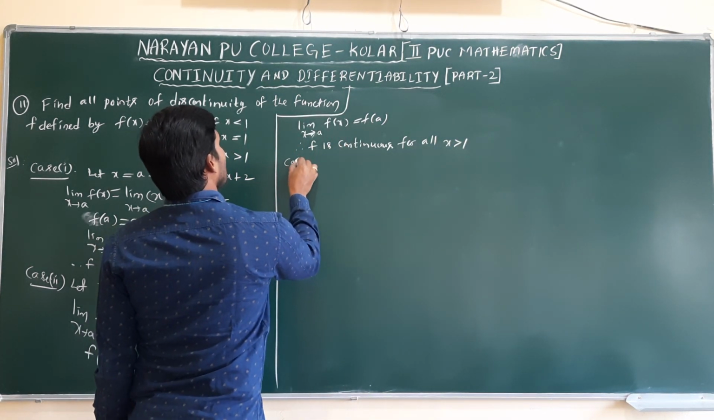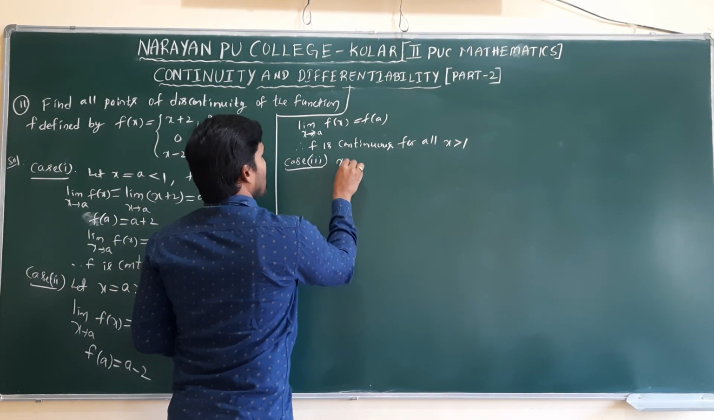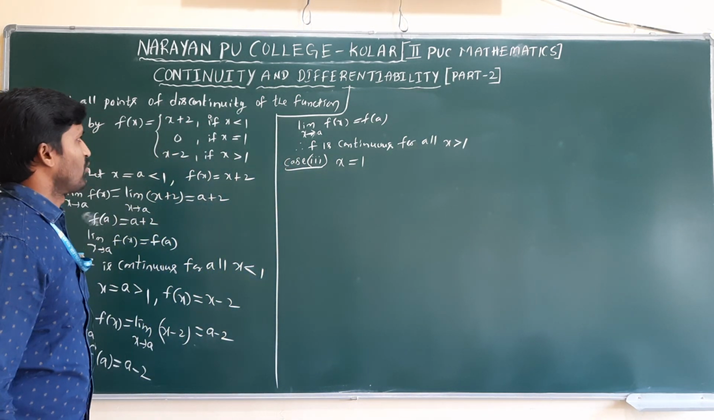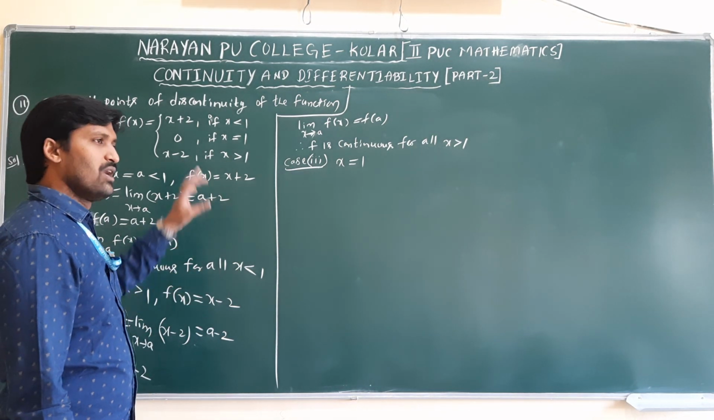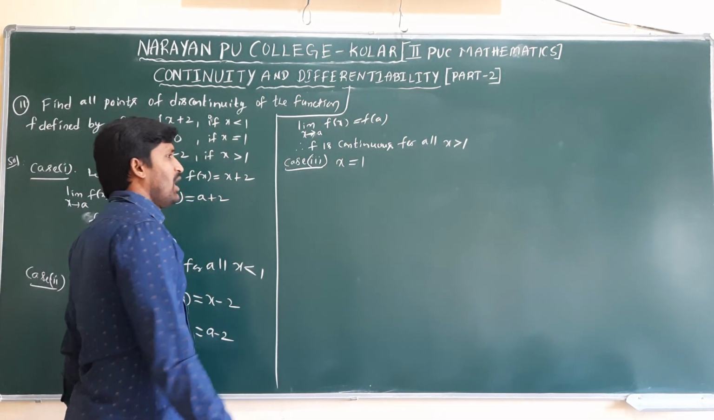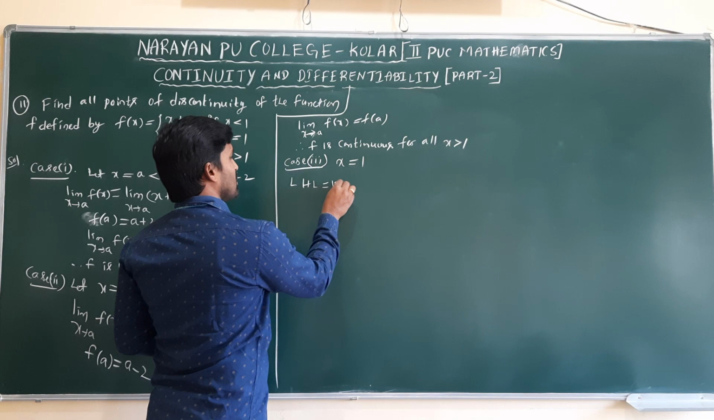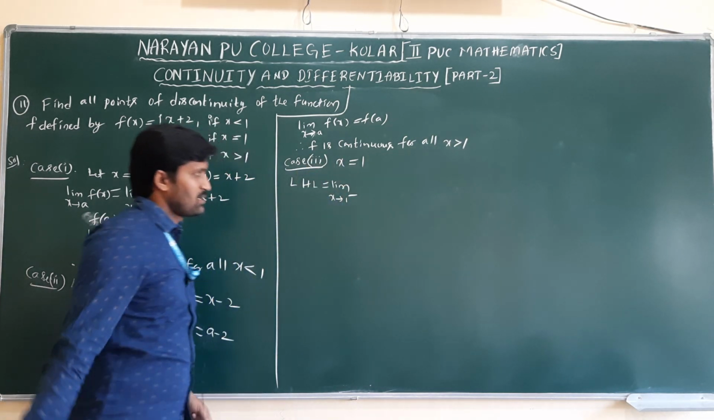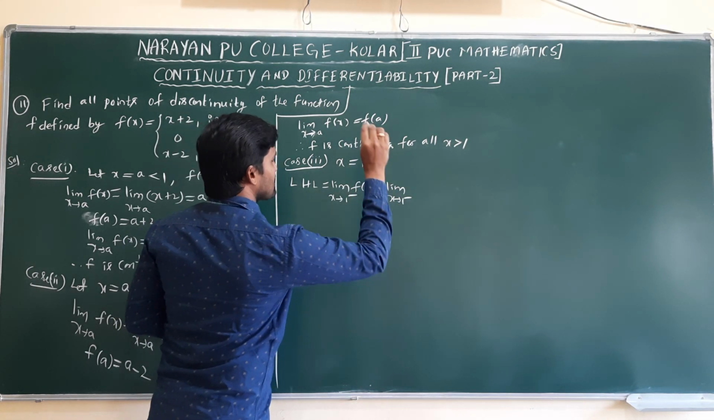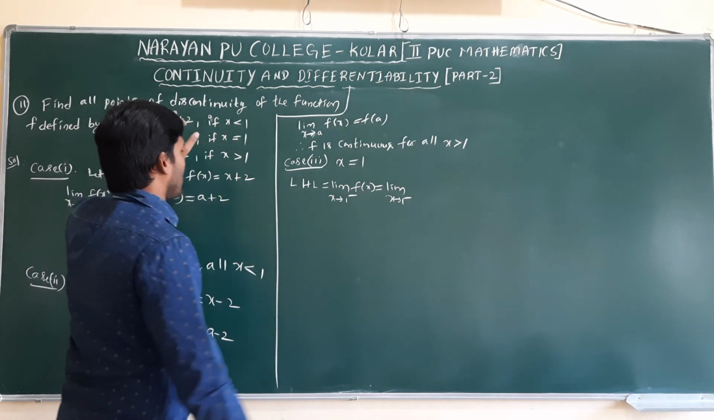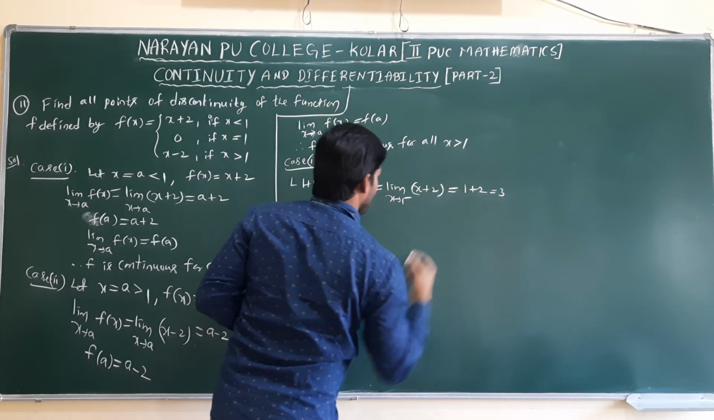Next, case 3. In this case 3, we need to check at the point x equal to 1. As I said just now, to check continuity at a point we need to find the LHL, RHL and f of a. If all three are equal, we can say it is continuous. Now LHL, limit as x tends to 1 minus of f of x. 1 minus means at less than 1. For x less than 1, what is the function? x plus 2. In the place of x substitute 1, 1 plus 2, that is 3.